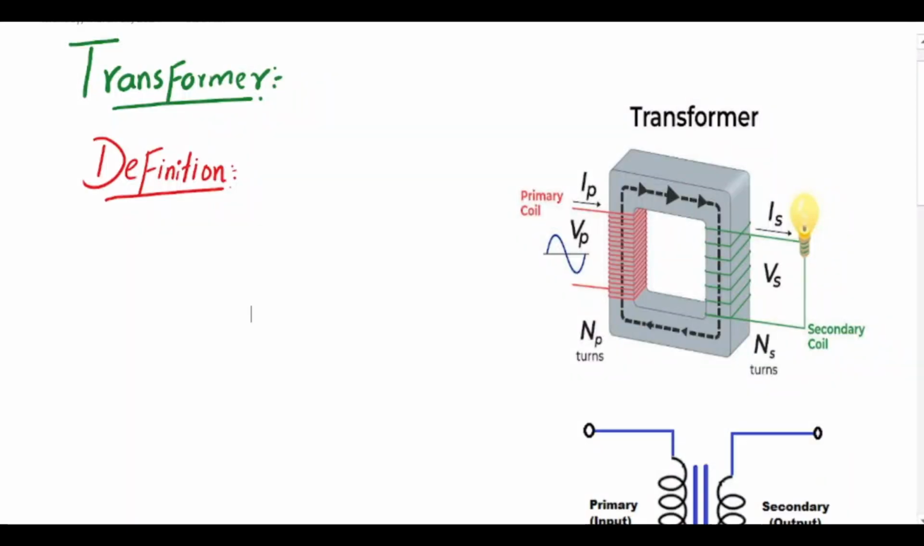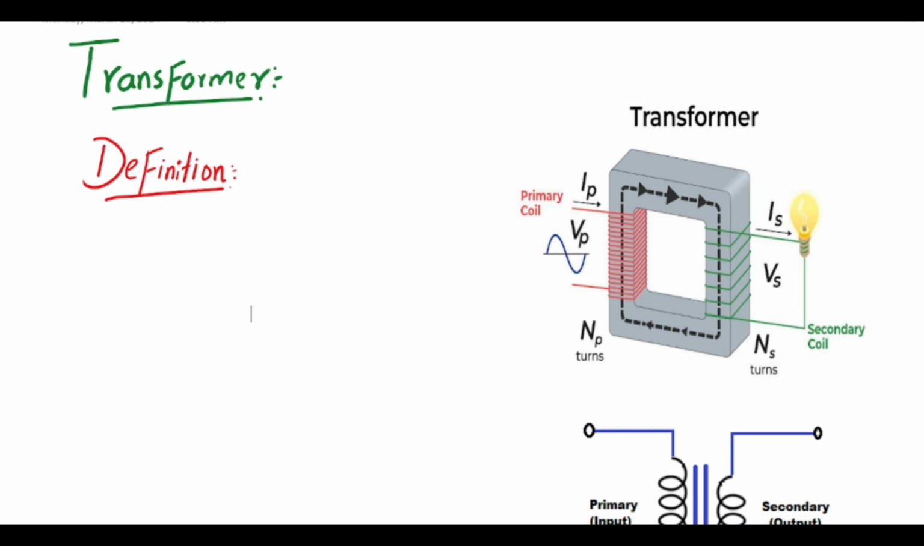DC motor converts electrical energy into mechanical energy. So next is a transformer. A transformer is a device which only changes the alternating voltage.